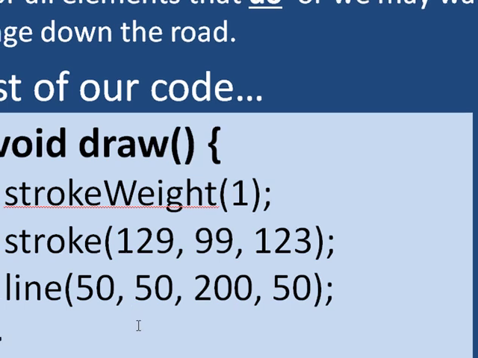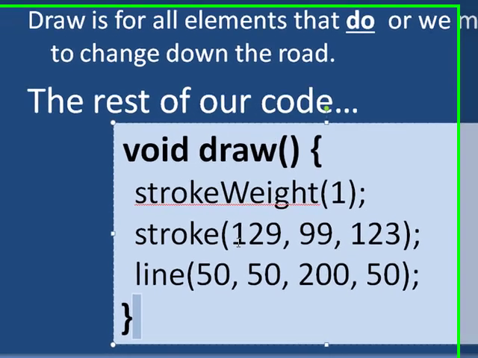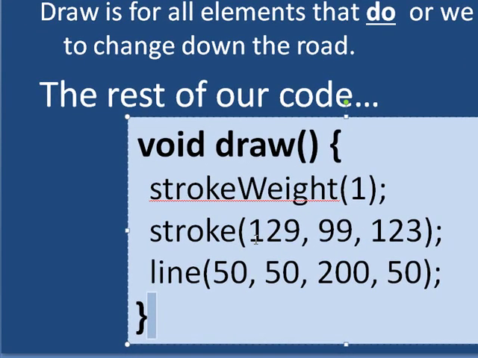And then if we look at the draw, same thing. It starts with the word void, and then we have draw, no capitalization, open and close parentheses, open and close curly bracket, and with all of our code that we may potentially want to animate. Even if it's not going to animate, we're going to pretty much take all of our code and put it inside of the draw. Just the things that we know for sure we don't want to animate.